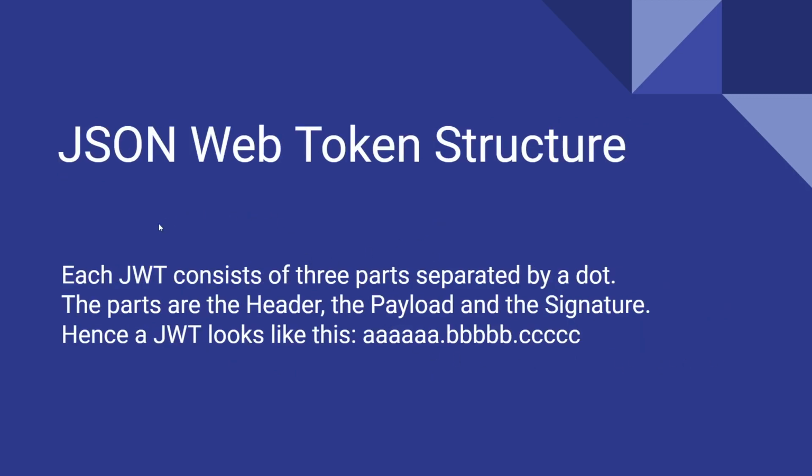So the structure of JSON Web Tokens: it consists of three parts separated by a dot. The parts are the header, the payload, and the signature, and hence a JWT looks something like this. First part of some characters, dot, second part, which is the payload, dot, and the signature.